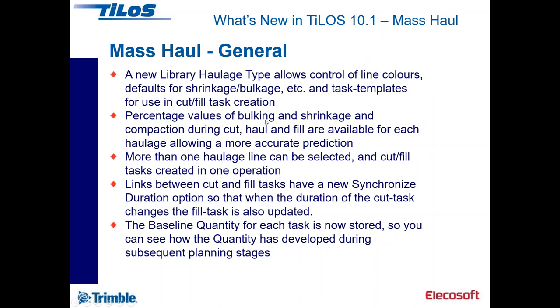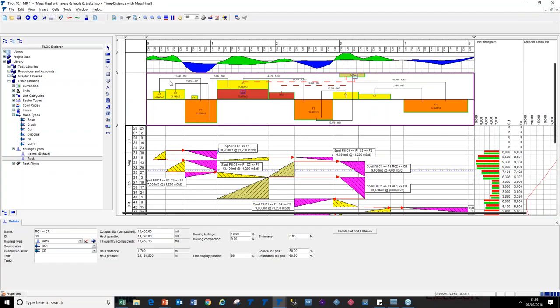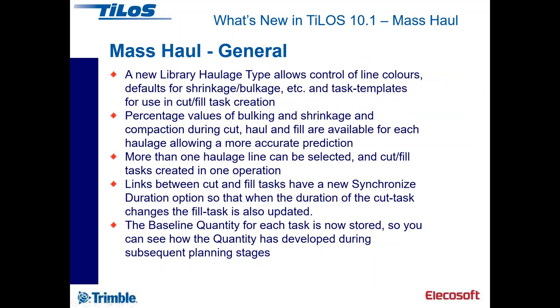We talked about the percentage value of bulking and shrinking during cut, and now you can also create activities when more than one haul line is selected. So you can select one line, do Control A for all lines, right mouse click, and you would cut and fill. You would create pairs of activities for every haul in the diagram. So it's a much more productive environment rather than doing them one at a time.